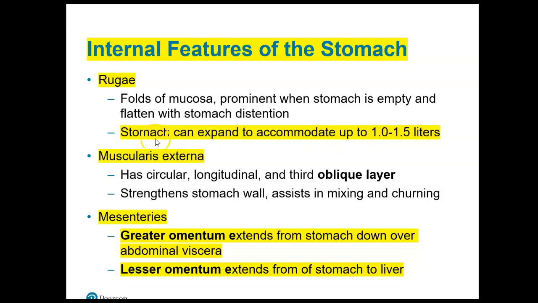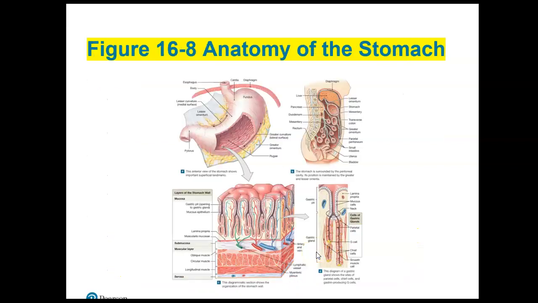The rugae flatten out. The wall of the stomach has a muscularis externa that not only has the circular and longitudinal smooth muscles, but also a third oblique smooth muscle layer that assists in the mixing and churning motions that go on in the stomach. And mesenteries, called the greater omentum and the lesser omentum: greater connects the stomach to the abdominal viscera, which are other abdominal organs, and the lesser omentum connects the stomach to the liver.